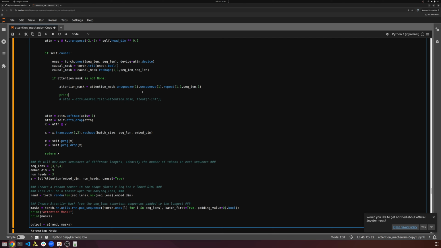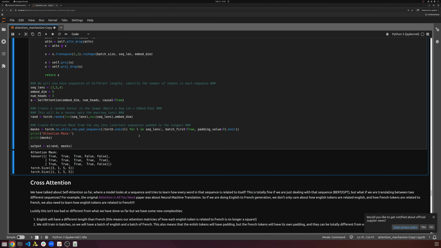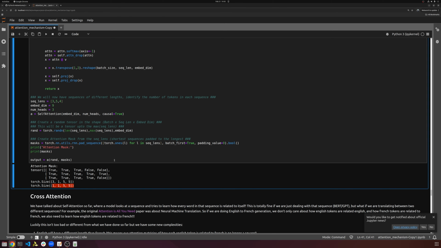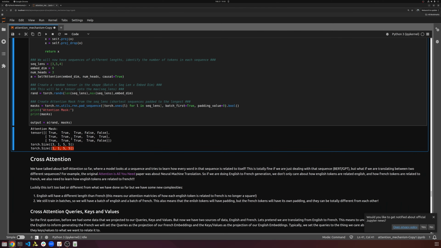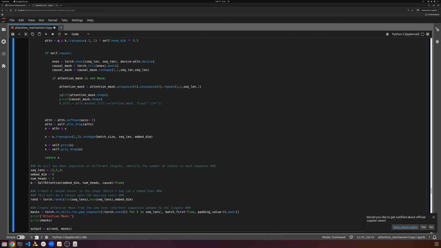So now we can print attention mask.shape and causal mask.shape. This is just keeping everything the same. We have a 3 by 1 by 5 by 5 attention mask, and then our causal mask is a 1 by 1 by 5 by 5. Everything is fine, but if we want to make these as similar as possible, we can repeat the causal mask batch number of times to make this a 3 by 1 by 5 by 5. You don't have to, it'll broadcast on its own, but we'll just do it.